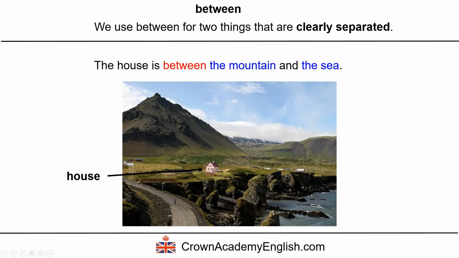We have the house here. And the house is between the mountain, which is way over here on the left. And it's also between the mountain and the sea. And the sea is right down here. Okay, so between two things, so it's for two things that are clearly separated. So something in the middle, and the other two things are very clearly separated. Okay, so this is to describe position.